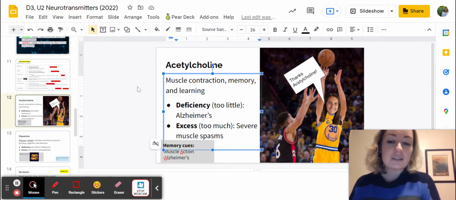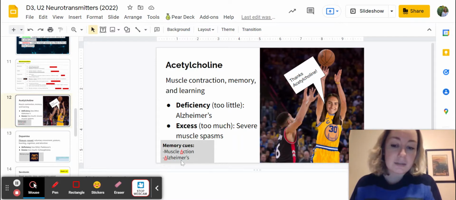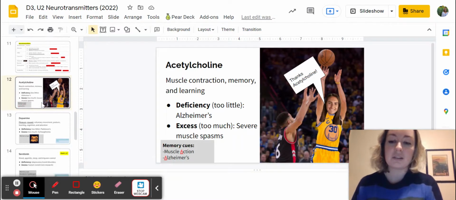If you have a deficiency or too little, this could contribute to Alzheimer's, actually. And this makes sense because if acetylcholine helps in memory function, if we have too little of that, that kind of makes sense that maybe Alzheimer's could be connected to that. So memory cues to remember the function of acetylcholine, I said, are muscle action, AA, acetylcholine, muscle action, and then acetylcholine, AA, acetylcholine, Alzheimer's, right? So just remembering that those are associated with each other.